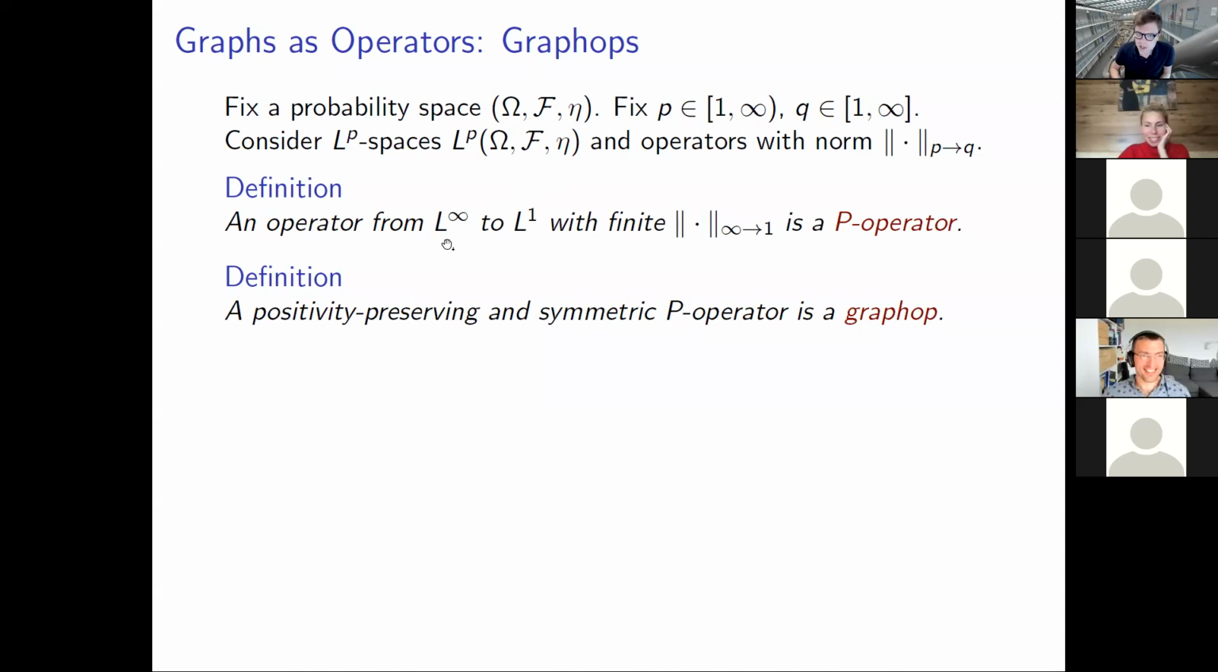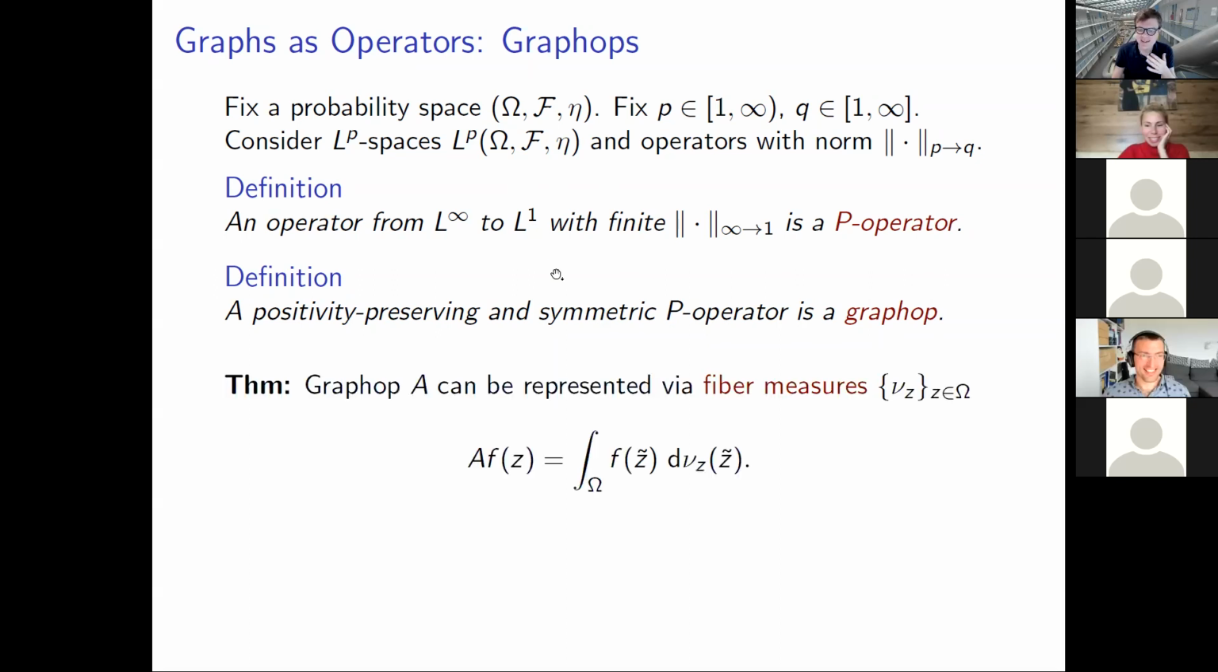And you define an operator from L infinity to L1 that has finite norm in the usual sense is called a P operator. And if you have a positivity preserving and symmetric P operator, this is called a graphop. Basically, it's the abstraction of a graph. Why is it the abstraction of a graph? Let's look at an example.